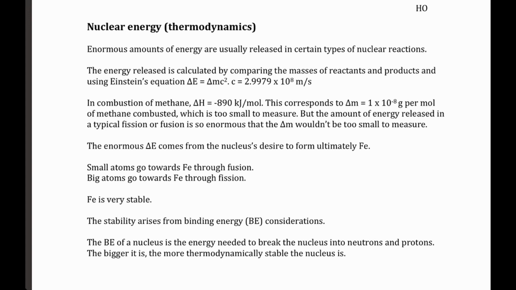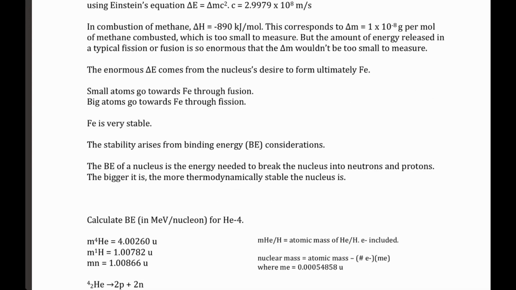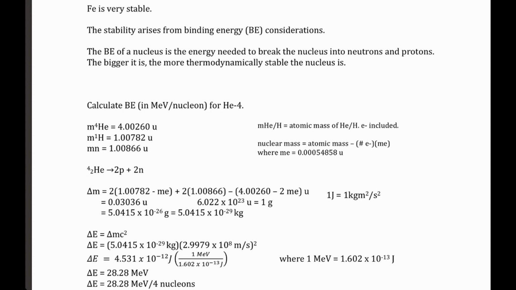So it turns out that big isotopes like uranium and plutonium are trying to become smaller to ultimately form iron, and small nuclei like hydrogen and helium are trying to become bigger to ultimately form iron. So small atoms go toward iron through fusion. Big atoms go toward iron through fission. Iron is very stable. The stability arises from binding energy, BE, considerations.